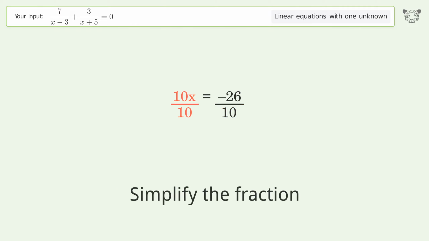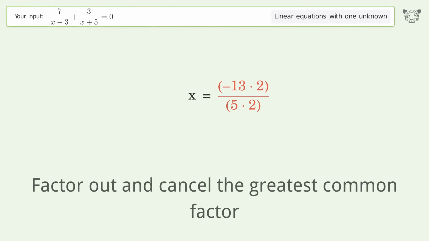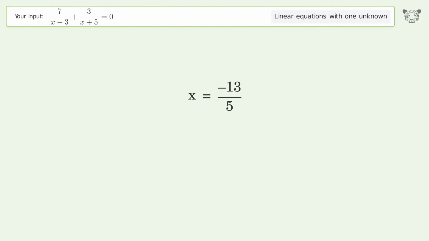Simplify the fraction. Find the greatest common factor of the numerator and denominator. Factor out and cancel the greatest common factor. And so the final result is x equals -13/5.